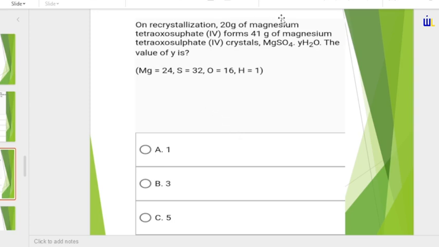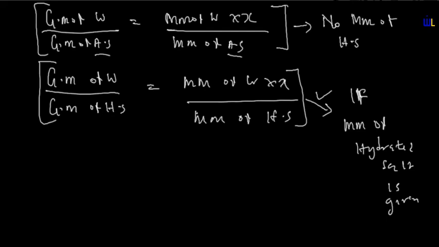On crystallization, 20 grams of this forms 41 grams of this crystal, which is hydrated. The value of y is dash. Was there any mention of the molar mass of hydrated salt here? Because they did not mention the hydrated salt molar mass, it means that we are not going to use this one. The one we are going to use is the one for anhydrous. Is this clear?